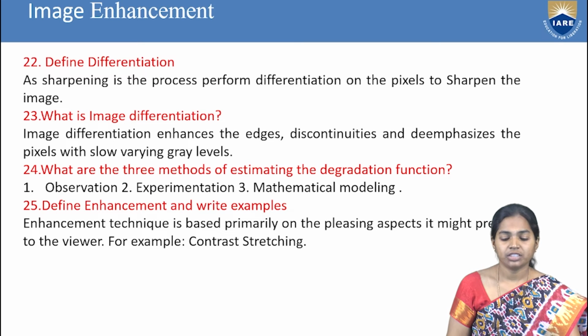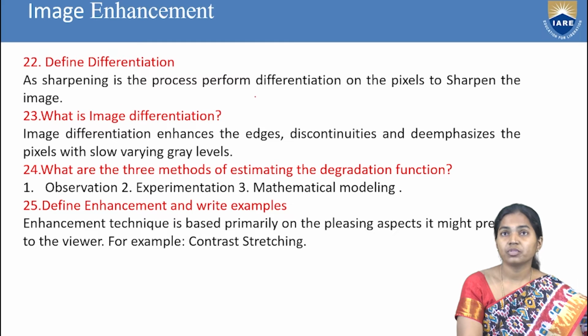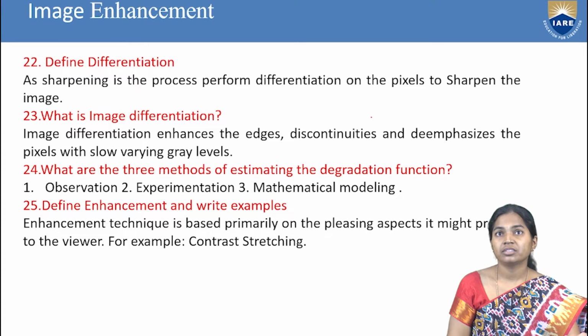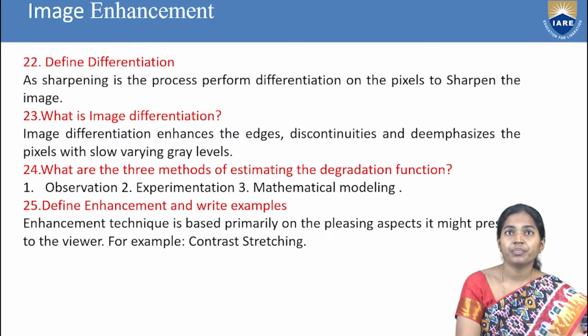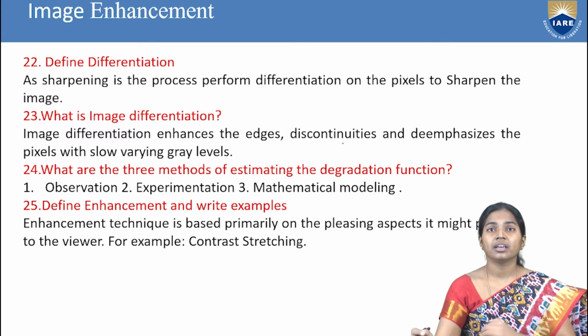Define differentiation. In differentiation, sharpening is the process that performs a differentiation on the pixels to sharpen the image. What is image differentiation here? Image differentiation enhances the edges and discontinuities, and de-emphasizes the pixels with slowly varying gray levels.